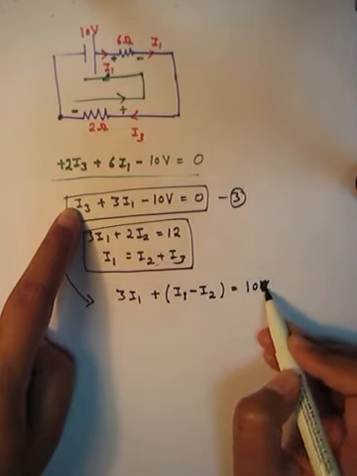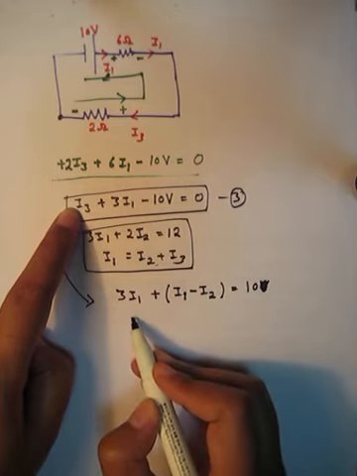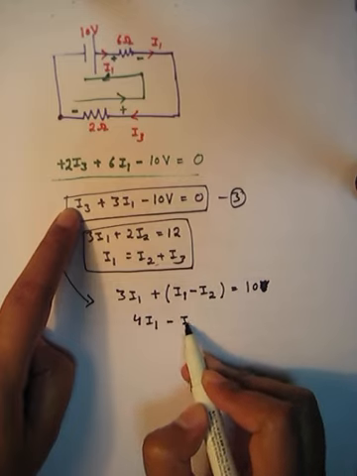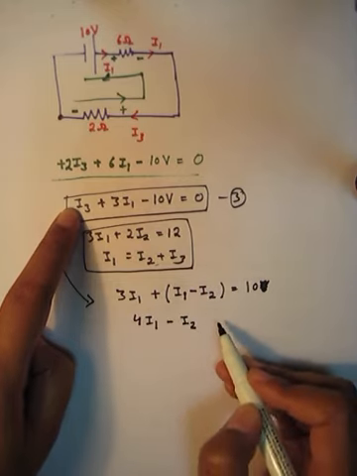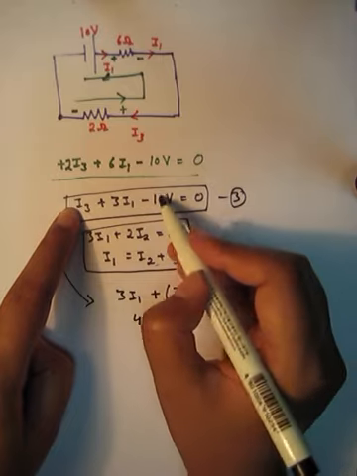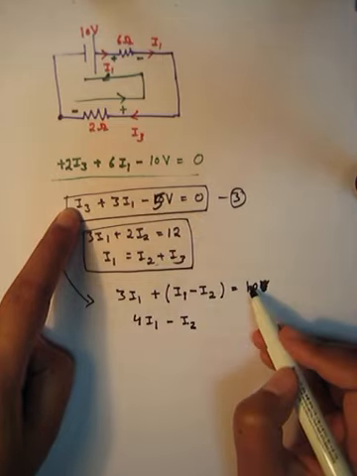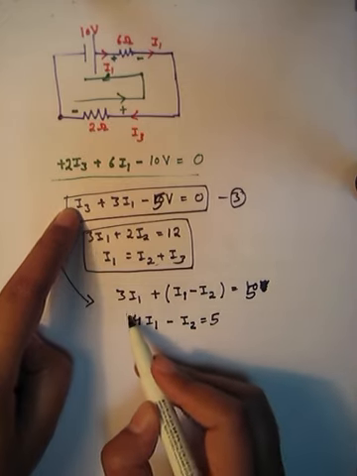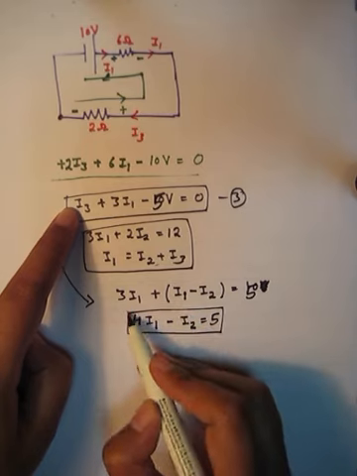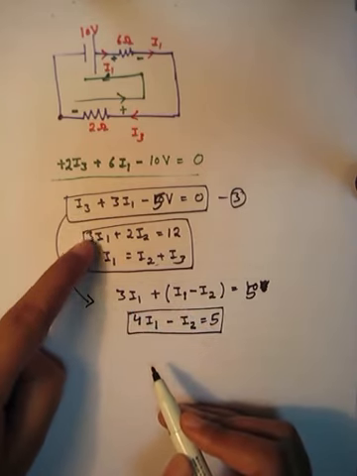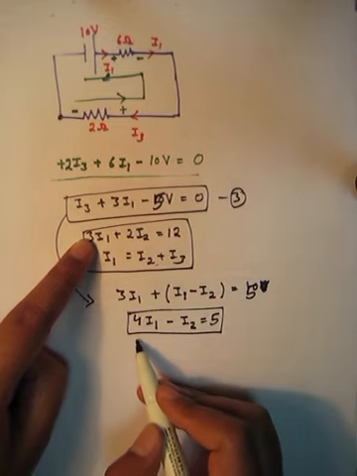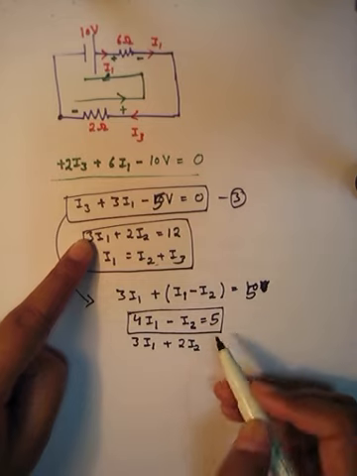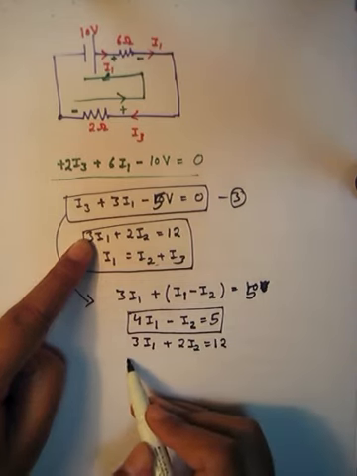You can also neglect the units because everything is in volts. So then it will be 4I1 minus I2. Again, I think I've made a mistake here. It should be 5. It should be equal to 5. And we have this equation, 3I1 plus 2I2. Now it is just a solution of these equations. You can solve it as you want to.